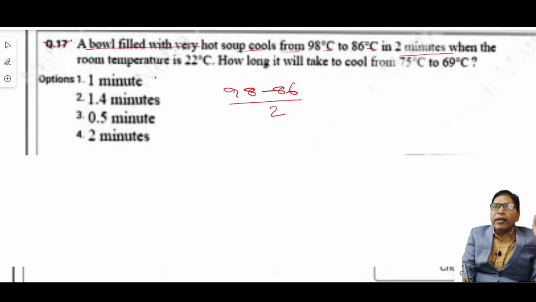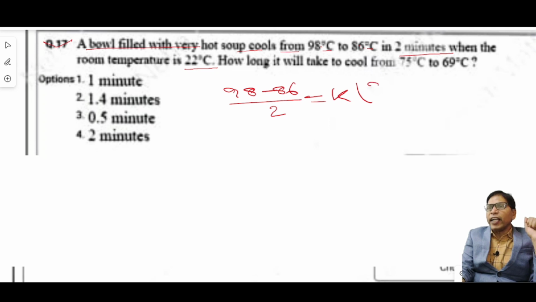When the temperature of the room is decreased to 22 degrees Celsius, look at this rate of cooling. This is K into, this plus this by 2. Look at this, 98 plus 86, whole divided by 2, minus room temperature. So this is the 22.